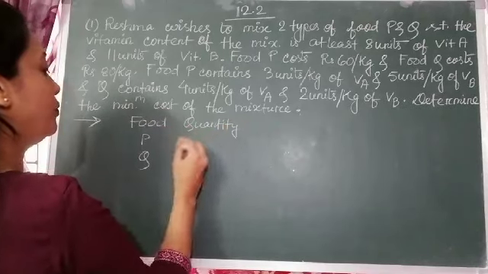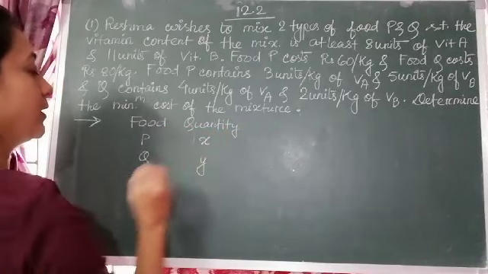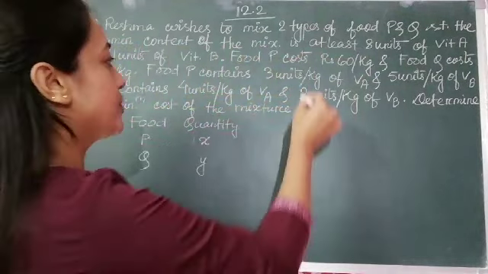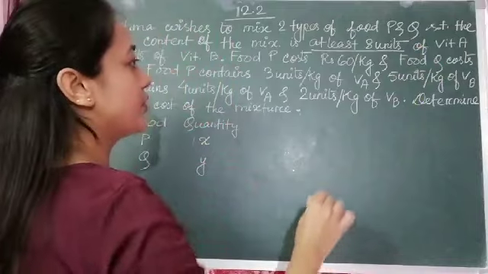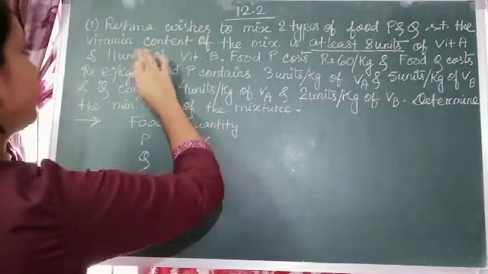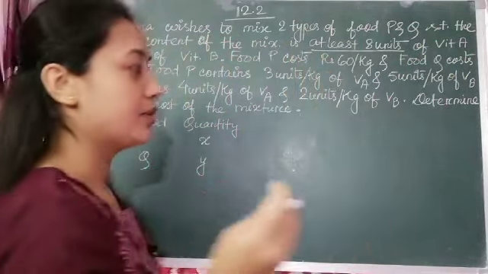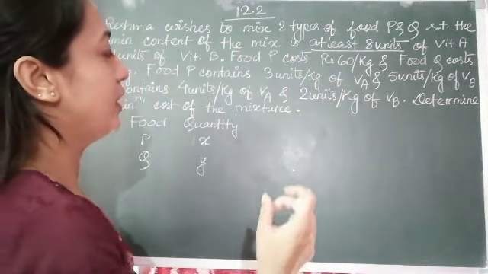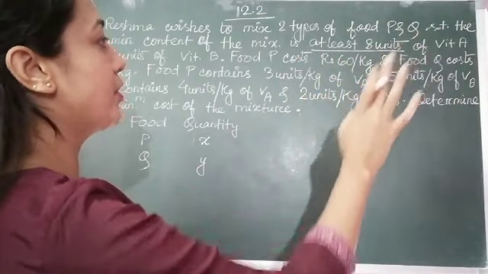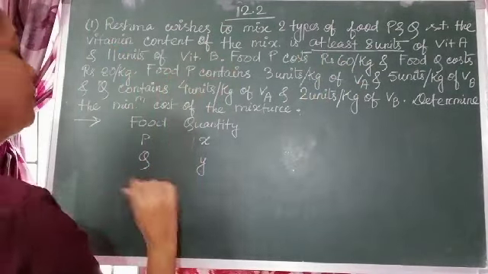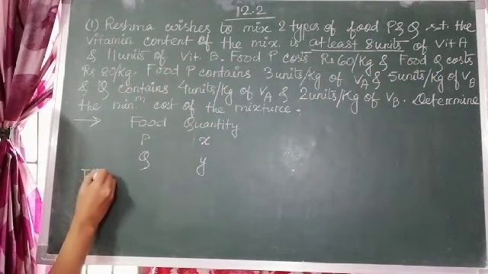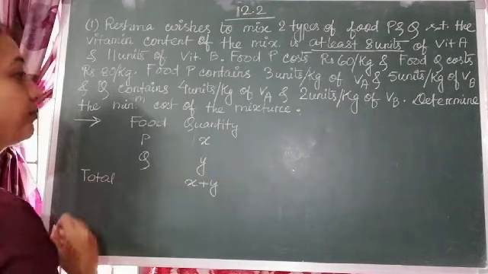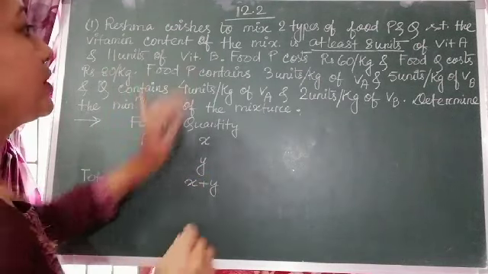So let the quantity of food P be X and food Q be Y, such that the vitamin contained of the mixture is at least 8 units. So from here you will get the constraints, okay? Such that vitamin contained of the mixture, that means the total mixture, when you will mix P and Q, the total mixture will contain at least 8 units of vitamin A and 11 units of vitamin B, that means the total mixture I need, hence I will find the total. So quantity will be X plus Y, and 11 units of vitamin B.